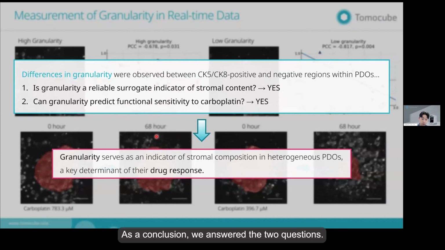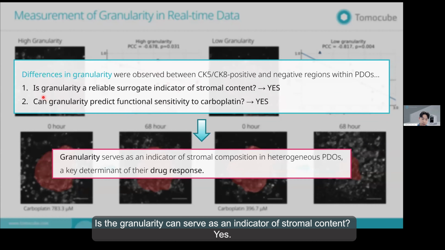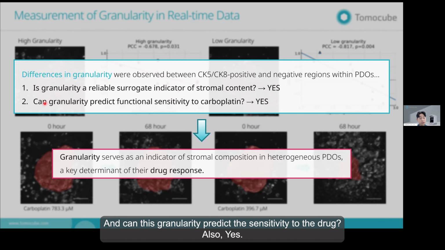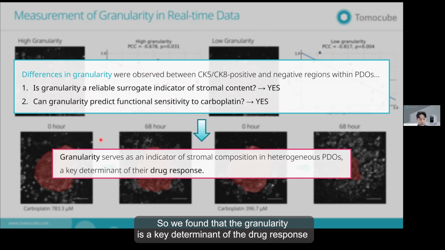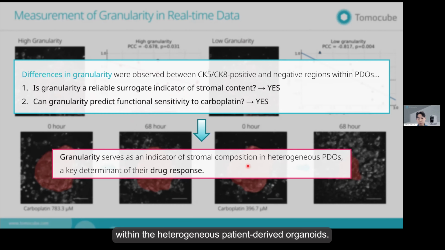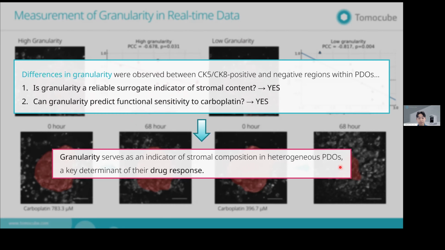As a conclusion, we answered the two questions. Can the granularity serve as an indicator of stromal contents? Yes. And can this granularity predict the sensitivity to the drug? Also, yes. So we found that the granularity is a key determinant of the drug response within heterogeneous patient-derived organoids.